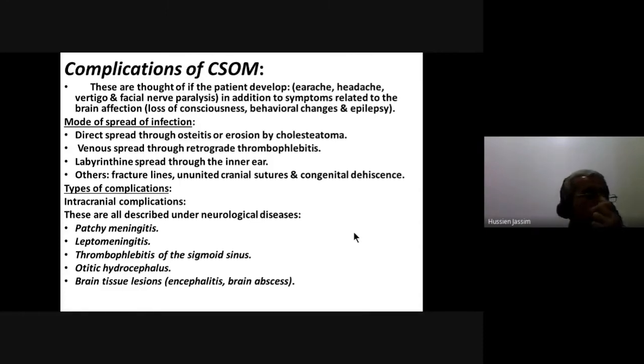The intracranial complications are the usual ones: all types of meningitis, starting from patchy leptomeningitis, then thrombophlebitis of the sigmoid sinus, otitic hydrocephalus, and ending with brain tissue lesions like encephalitis and brain abscess.